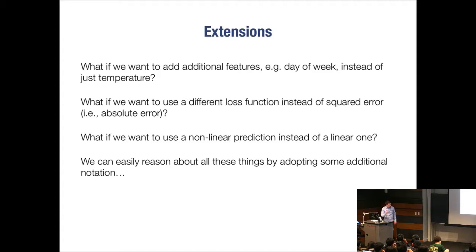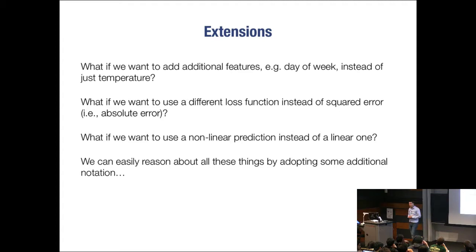Okay, so now, in order to introduce the general machine learning framework, I want to ask a few broader questions. What if we wanted to add more features rather than just temperature, like the day of the week? People might use more power on the weekdays and the weekends, or at least, since they're in big office buildings, the consumption might somehow be different. What if we want to use a different loss function? Instead of squared error, what if we want to use absolute error or something like that? What if we wanted to fit a nonlinear surface to the actual data, not a line?